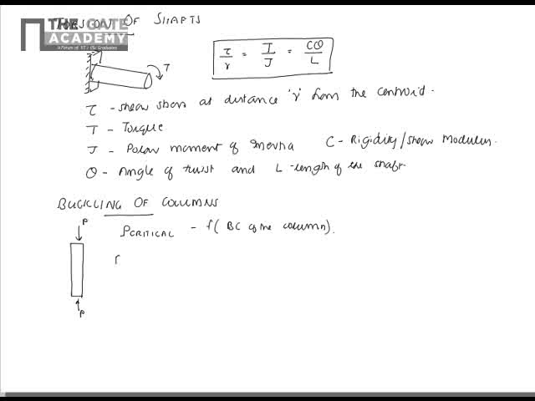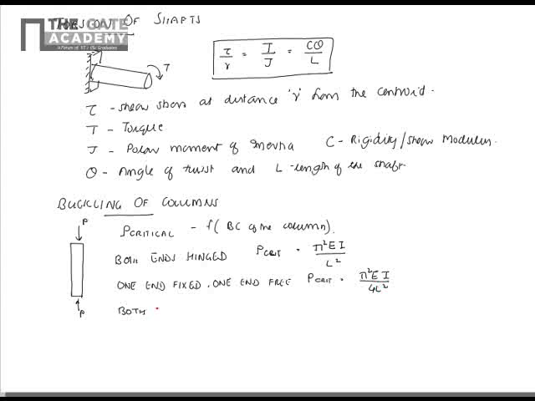For both end hinged, we have critical load as pi square EI by L square. One end fixed, one end free, we have P critical as pi square EI by 4L square.